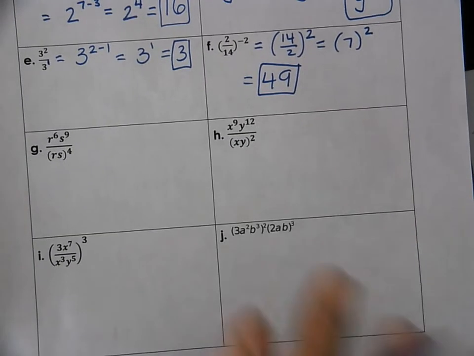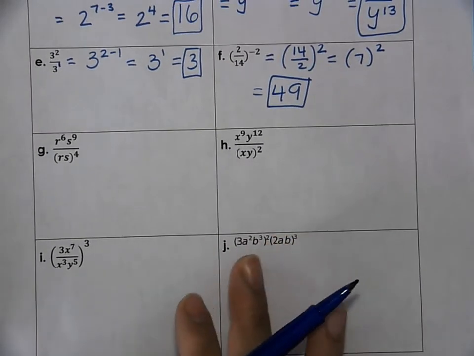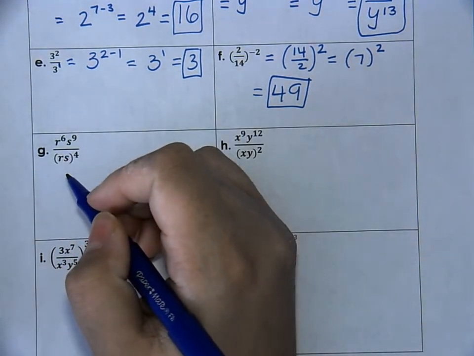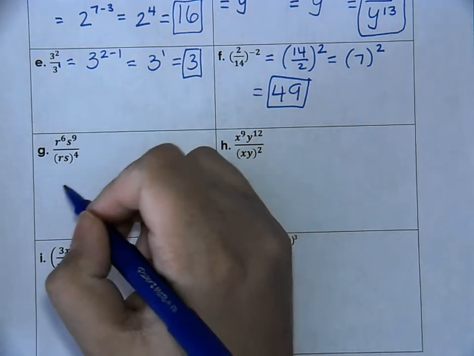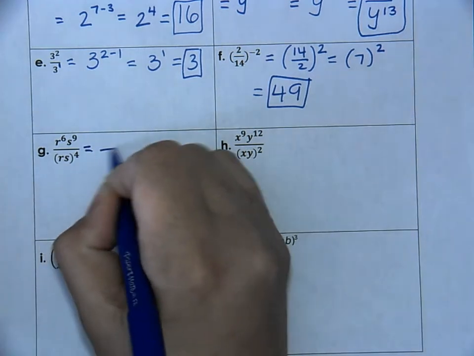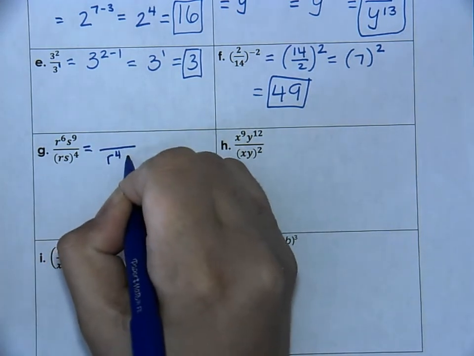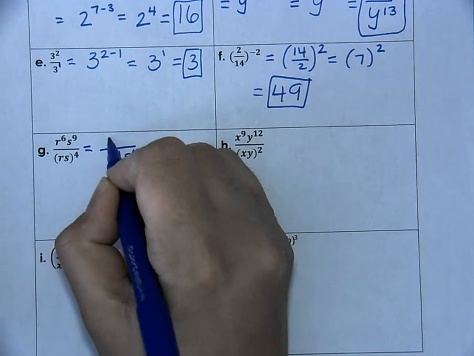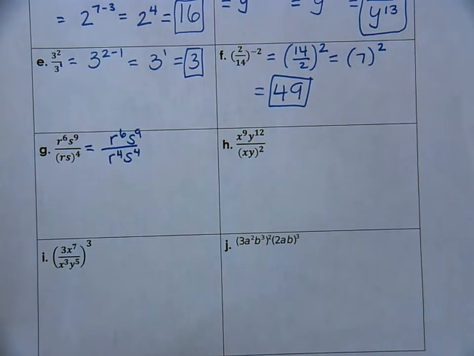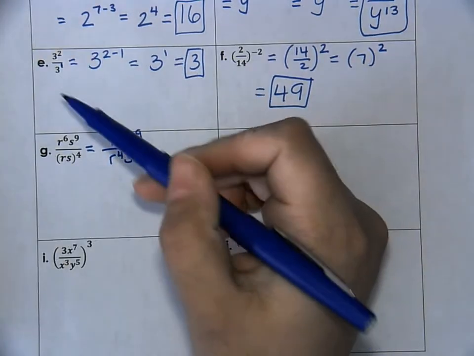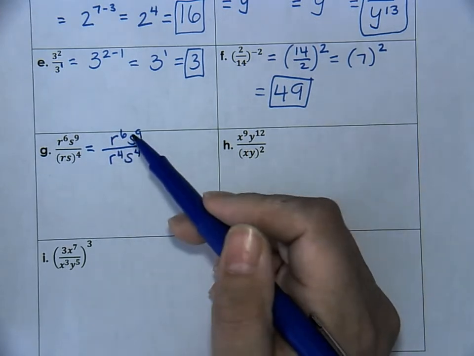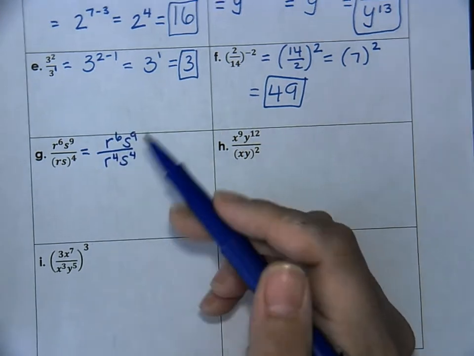So the next one says r to the 6th, s to the 9th, and then I see the denominator needs to be simplified. This is called the power of a product property, where there's a product here and it's being raised to a power. We need to make sure that power gets to both terms. So r to the 4th and s to the 4th. The numerator, or the top, stays exactly the same. And then at this point, I have to do the same thing I did on letter E, where the bases were the same. This means the r's are the same and the s's are the same. I have to subtract the exponents.